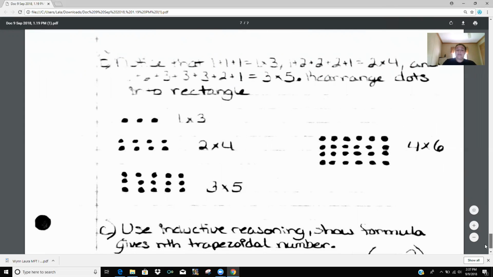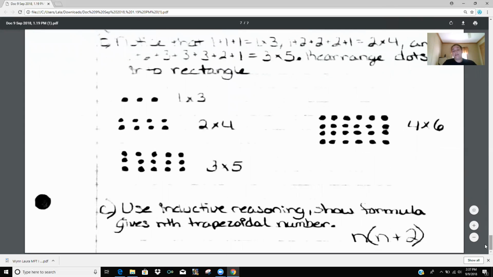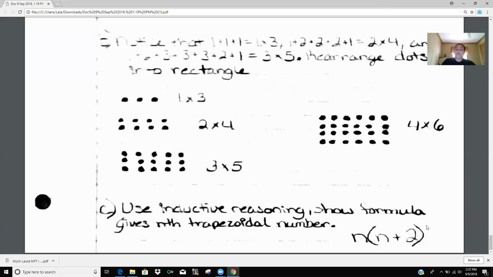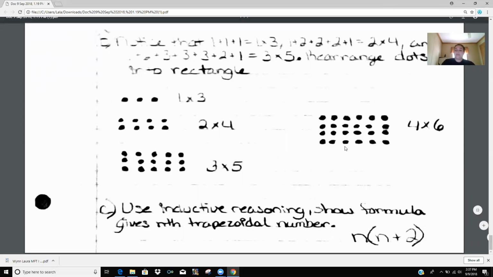Our final part, C, they want us to use inductive reasoning to show a formula that gives the nth trapezoidal number. So we have n, open parentheses, or n times n plus 2, n plus 2 is in parentheses, sorry. And that would be our formula to figure out what the nth trapezoidal number is.